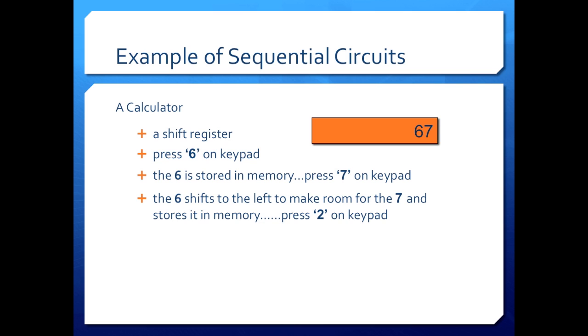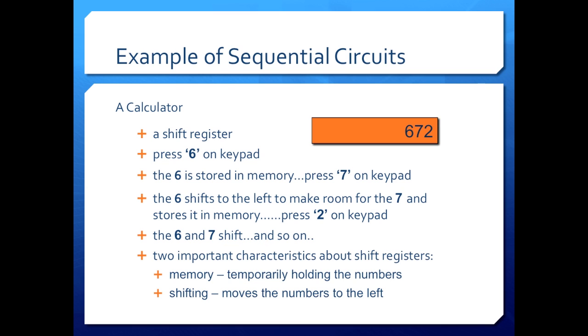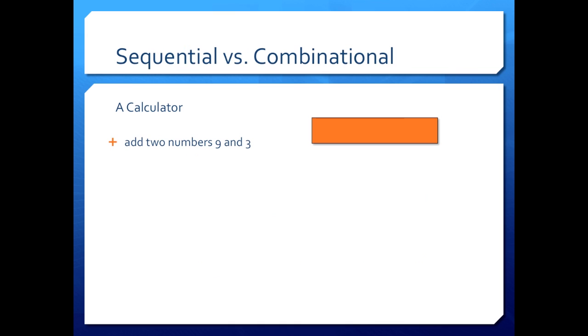Again, if I add the number 2 on that keypad, the 6 and the 7 have to be stored, and likewise they get shifted over to the left to make room for a 2, and that just continues on like that. So important characteristics to note about these shift registers: they have memory characteristics because they have to hold those numbers somewhere before they get shifted. And the shifting property itself is actually a characteristic of a shift register, hence the name shift register.